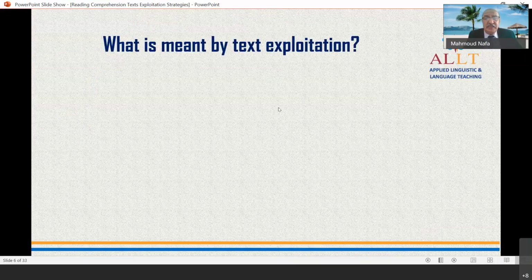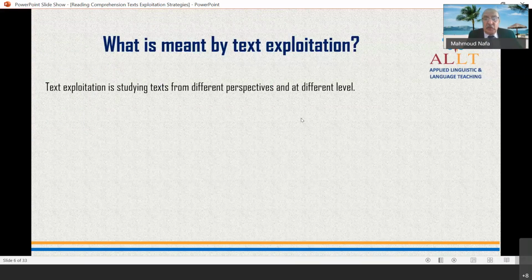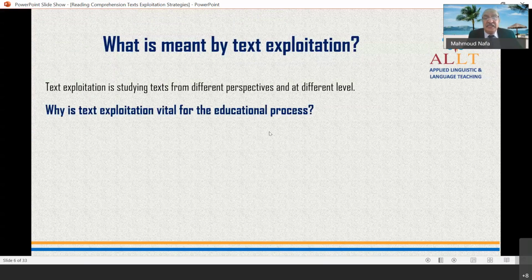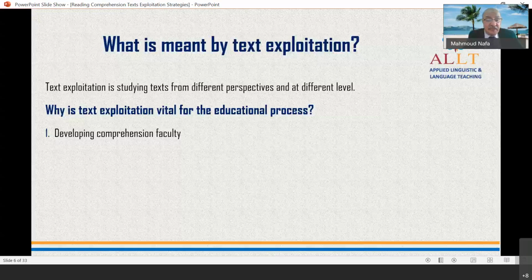Text exploitation means dealing with the text from many different perspectives at different levels. Why is it necessary to have text exploitation? Why should we exploit the text? In order to increase our comprehension faculty, because when we deal with the text, we can understand it much better.